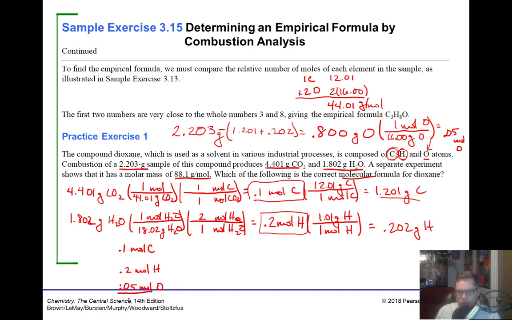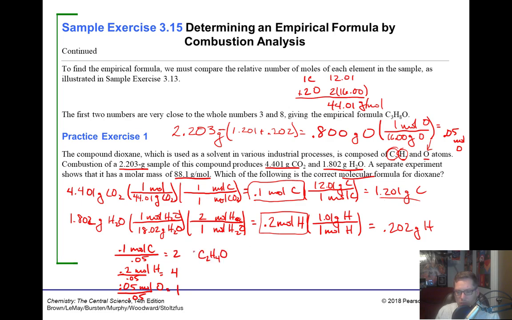Oxygen is the smallest, so we're going to divide each of them by 0.05. All right, so that's going to be 1. We're going to divide this guy by 0.05. And that's going to be, so 0.2 divided by 0.05, so that's 4. I guess I could have done that in my head. That's embarrassing. So that's 4. And then we can divide this guy by 0.05. And so that's going to be 2. So our empirical formula is C2H4O.